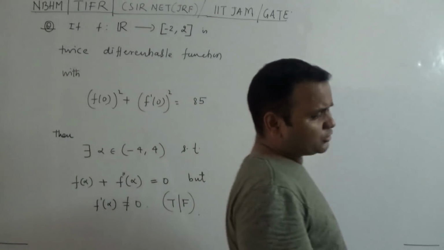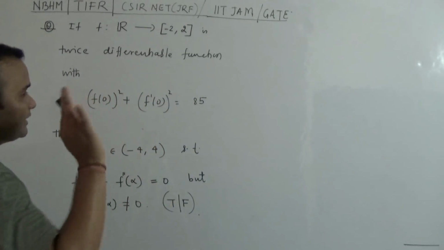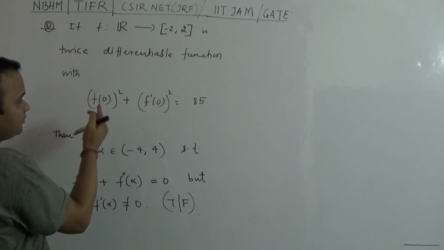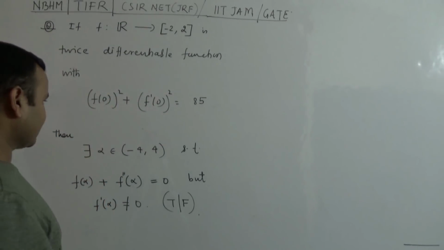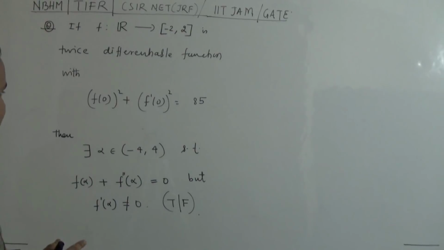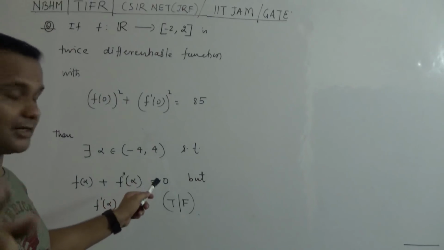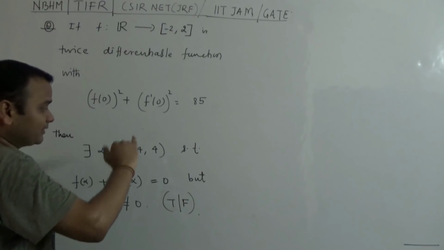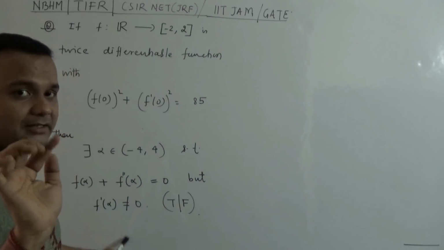This question is very basic. Let me again say what the question exactly is. f is twice differentiable with the condition that the square of the functional value at 0 plus the square of the derivative at 0 is equal to 85. Then you have to say whether this statement is true or false. And what is the statement? Can you find alpha in (-4, 4) with the condition that f(alpha) plus f double prime(alpha) is equal to 0, but the derivative of f at alpha is not equal to 0?